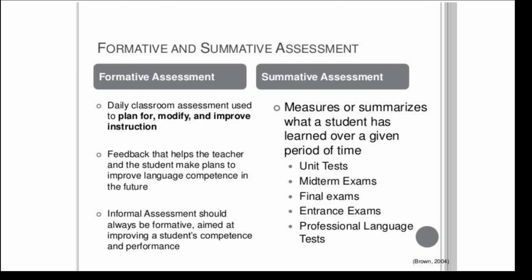A summative assessment, however, is more of a big deal, a little more high stakes. So in that case, you're summarizing what a student has learned over a given period of time. So that might be over the unit, between the beginning of class and the midterm, between the beginning of class and the final. Entrance exams count as this, professional language tests count as this. Yeah, they tend to be bigger, more structured, high stakes tests for a score or for a grade. And yes, those generally tend to be formal, planned assessments.